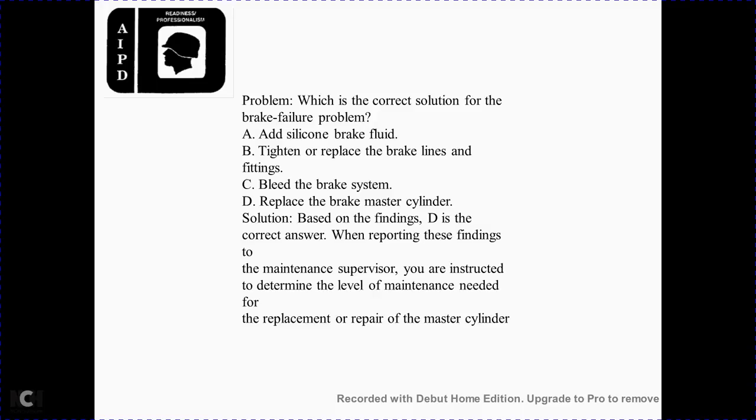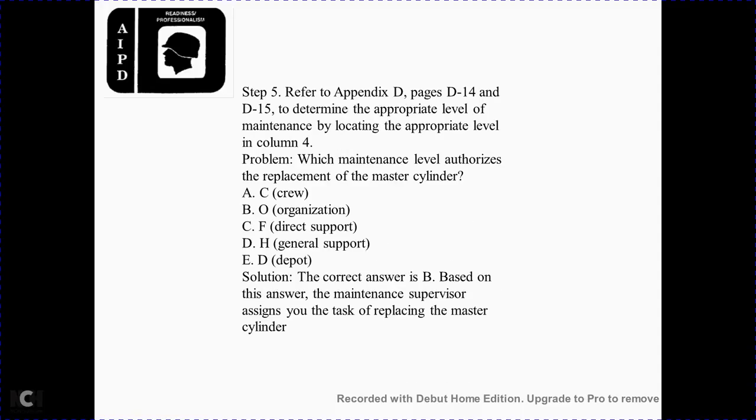Report these findings to the maintenance supervisor. Determine the level of maintenance needed for the replacement and repair of the master cylinder. Step 5, refer to Appendix D, pages D14 and D15. Determine the proper level of maintenance by locating the appropriate level in column 4, maintenance level authorized, for the replacement of the master cylinder. A, C for crew. B, O for organization.